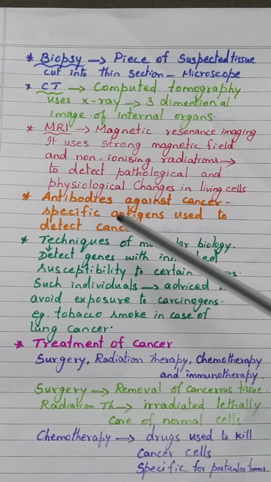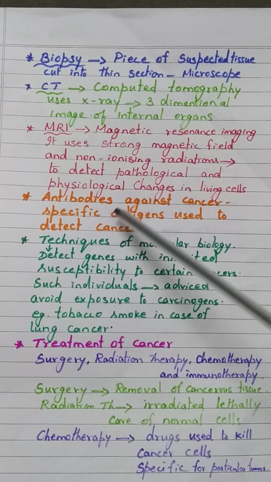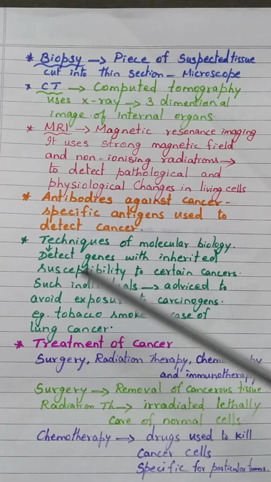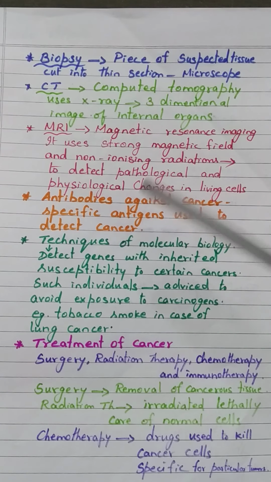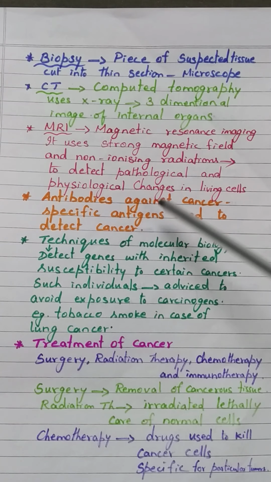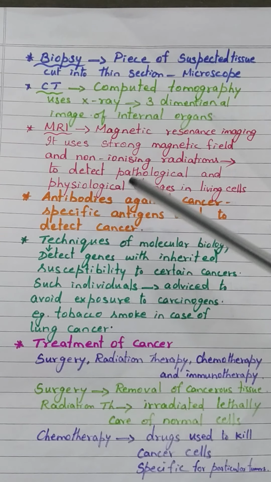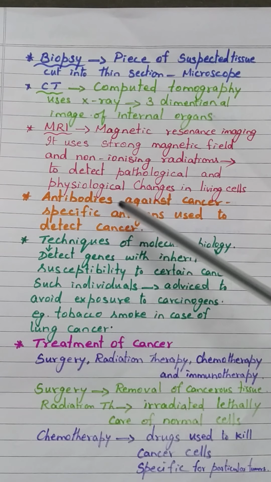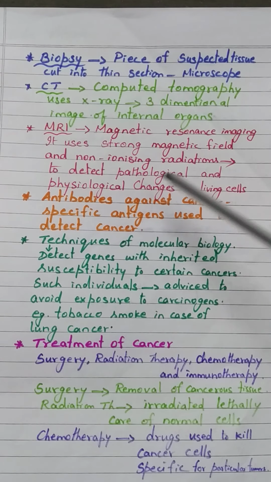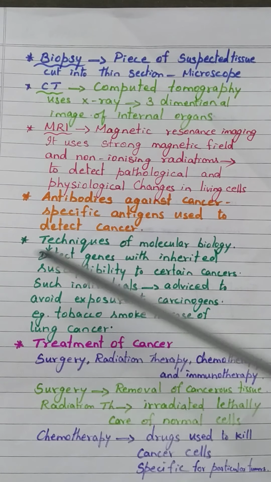And one more way by which we can detect the presence of cancer is antibodies against cancer. Antibodies against cancer specific antigens are also used for detection of certain cancers. So antibodies are used. Antibodies against certain specific antigens are also used to detect the presence of certain cancers.